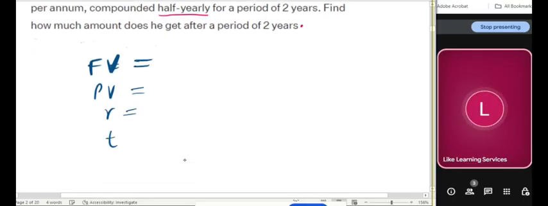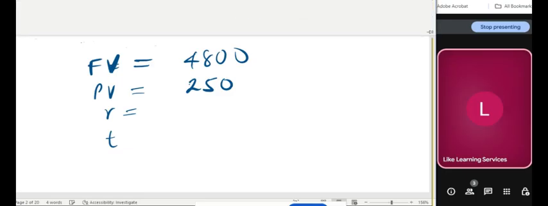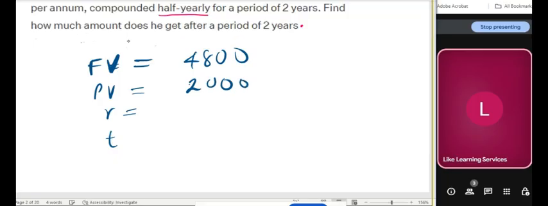Maybe it's even compounded annually. Okay, let's say the future value is 4,800. The present value is 2,000. And the rate is 4% or 5%, and it's compounded annually. How do you find T?